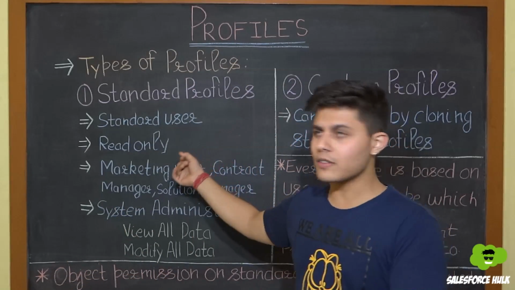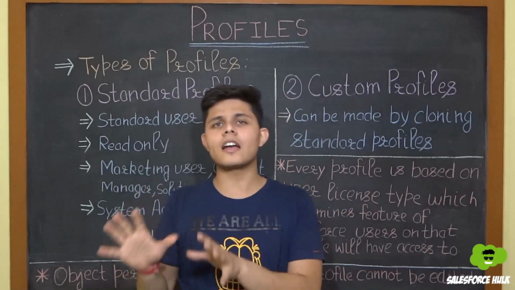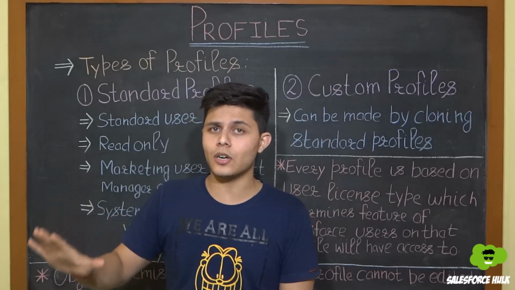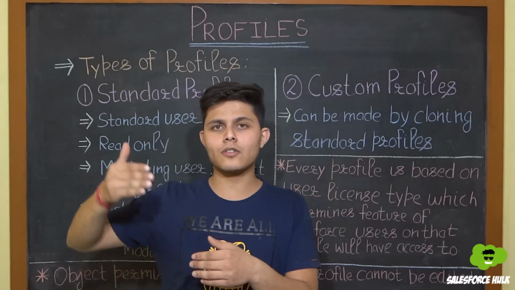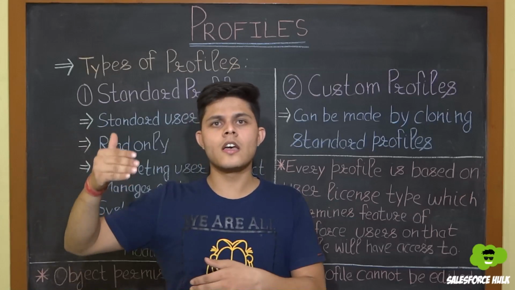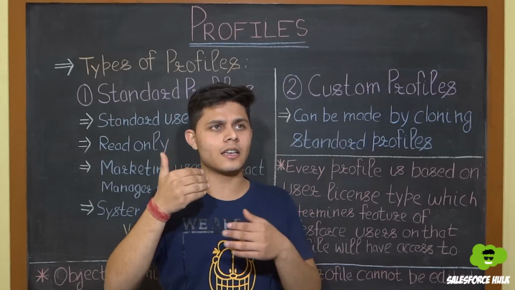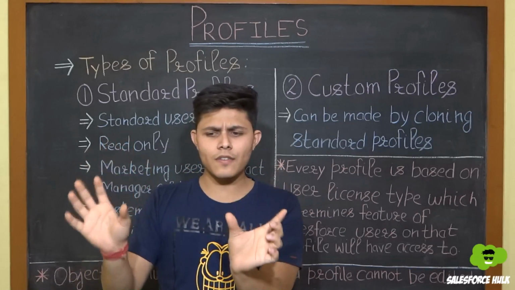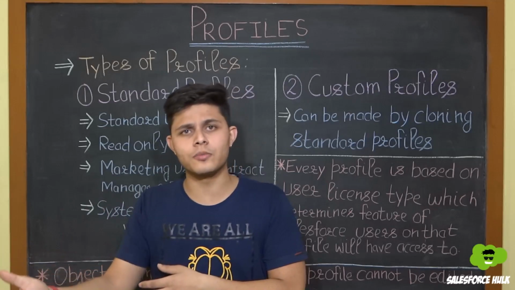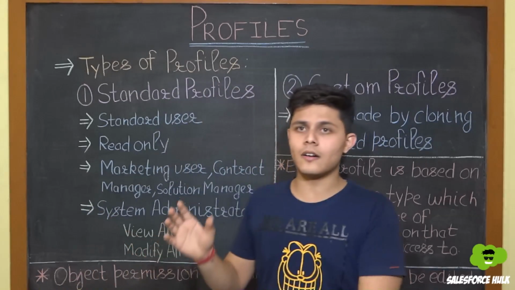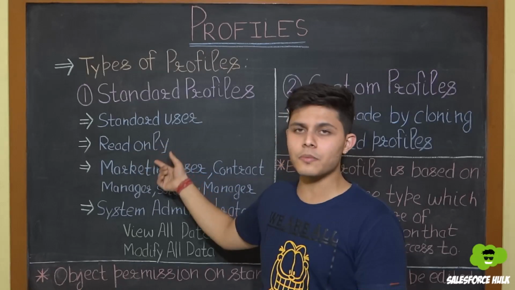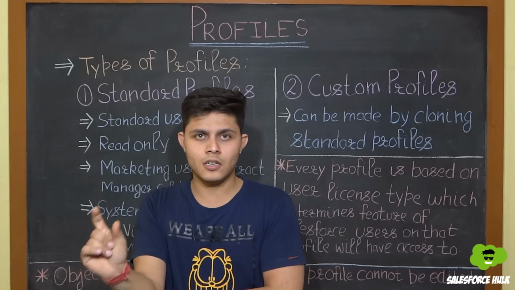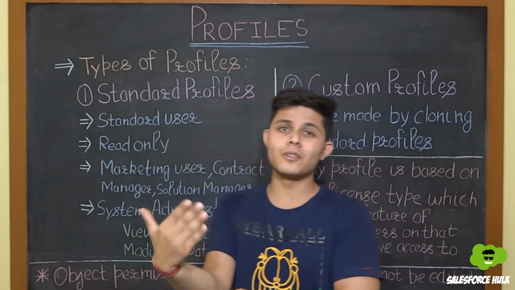And then the next profile which comes is read only. It is similar to the standard user profile. It has all the permissions which standard user profile has, but it is restricted to read only. All the objects on which the user on the standard user profile will be able to create and edit records of different standard objects, the user who is on the read only profile will also have access to all those standard objects, but only restricted to read. They'll not be able to edit the records, or create the records.